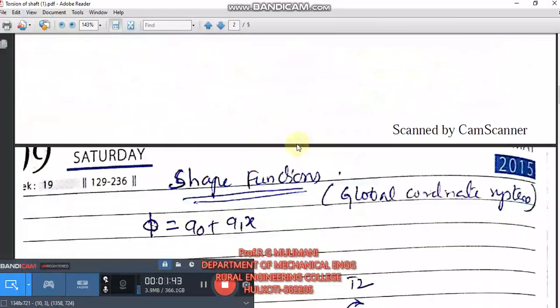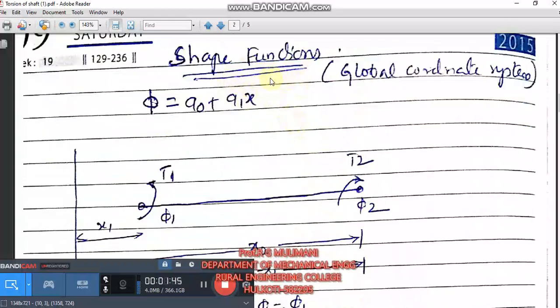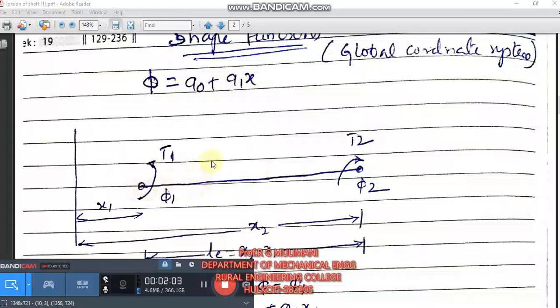Let us go to shape functions. Let us find the shape functions for the shaft element. The derivation of this shape function and the derivation of the stiffness matrix are just similar to the bar element. You can see the finite element formulation here. It is a shaft element which has two nodes.